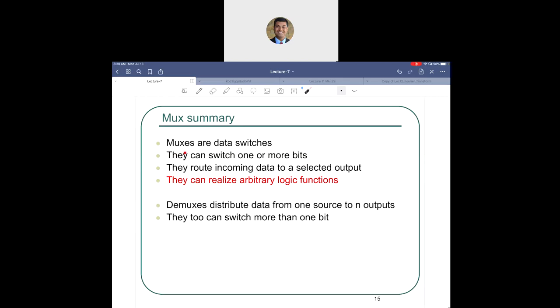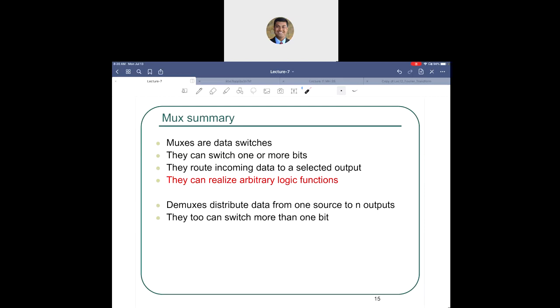That's point number 2. They can switch one or more bits. They are essentially used for routing incoming data to a selected output. So many to one. I have many inputs coming in, and I need to route one of them to a particular selected output. That's why I would use a multiplexer. And what makes it really useful is that they can also realize arbitrary logic functions.